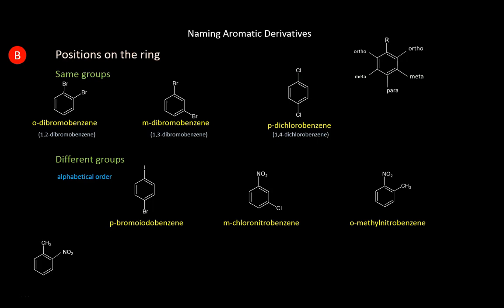How about this one? It's the same molecule with methyl and nitro ortho to each other. But this time, let's cover up the nitro group and recognize that we have the trivial name toluene. With nitro in the ortho position, we can name this ortho-nitrotoluene, and it could also be named 2-nitrotoluene.